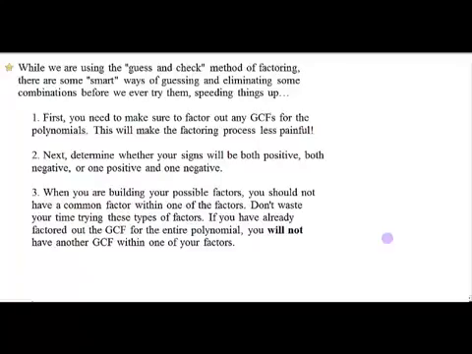Next, determine whether your signs will both be positive, both negative, or one positive and one negative. Third, when you're building your possible factors, you should not have a common factor within one of the factors. Don't waste your time trying these types of factors. If you have already factored out the greatest common factor for the entire polynomial, you will not have another greatest common factor within your factors. Likewise, if you didn't have a greatest common factor for the polynomial at all, you still will not have a greatest common factor within one of your factors.